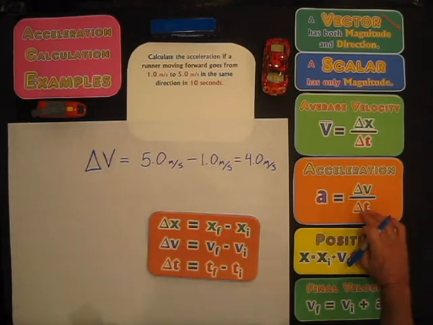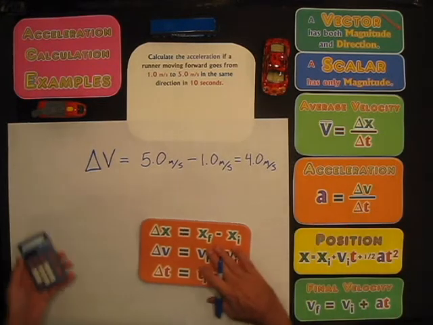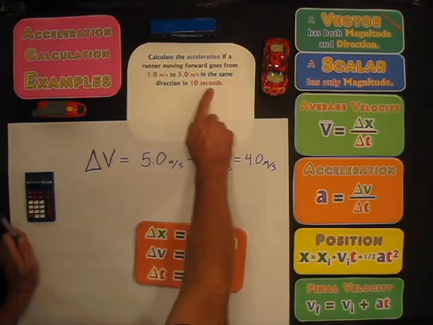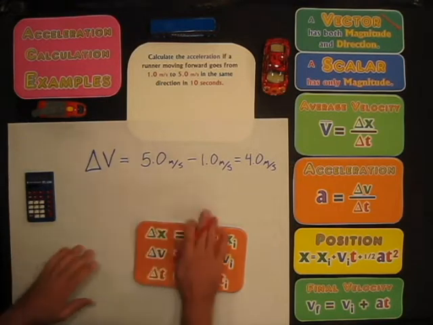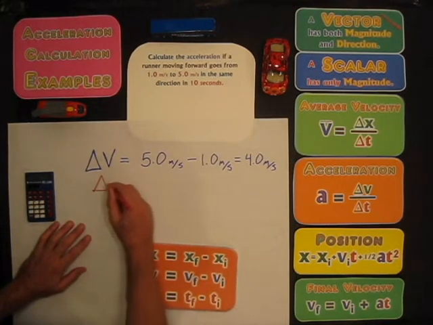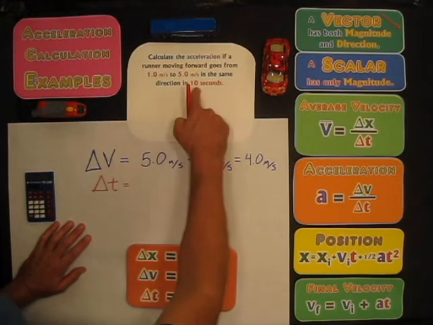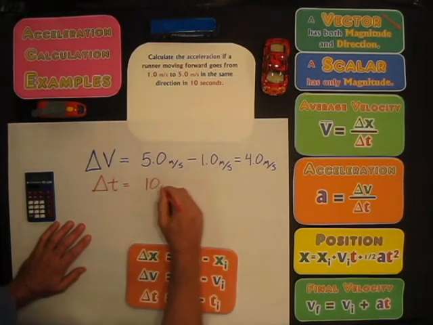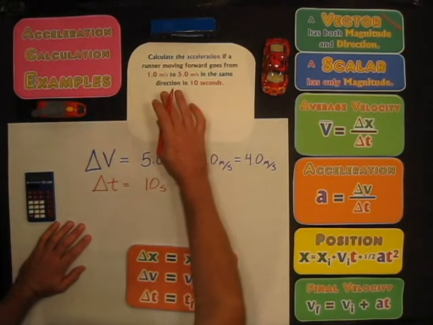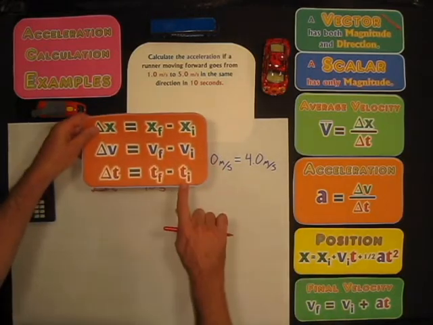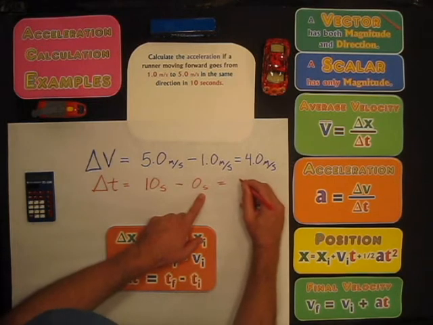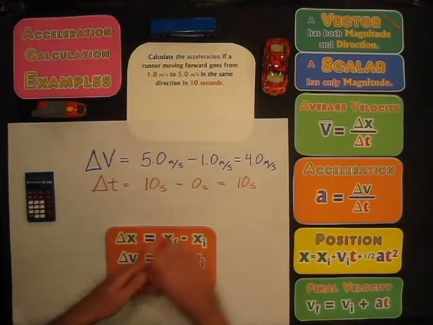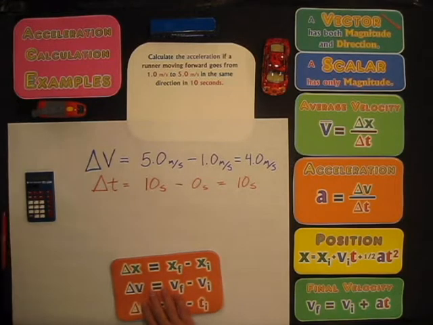So what else do I need? I need my delta t. Well, again, it says in 10 seconds. So when did this start? Well, we might as well say we started at 0 seconds. So once again, for my delta t, your final time was 10 seconds minus initial time, ti, which would be 0 seconds. So again, subtracting 0 doesn't change anything, and you have 10 seconds.